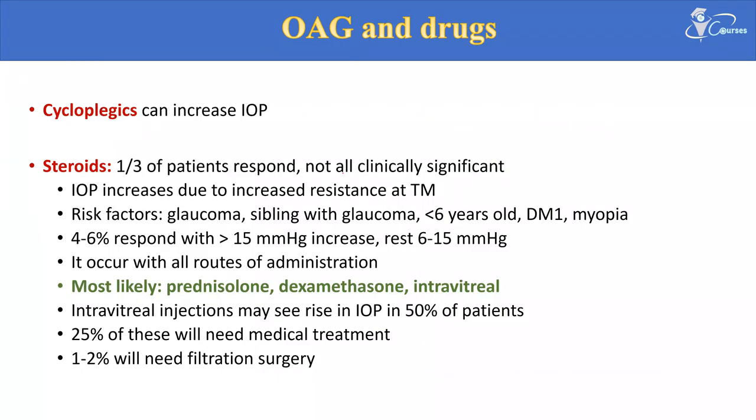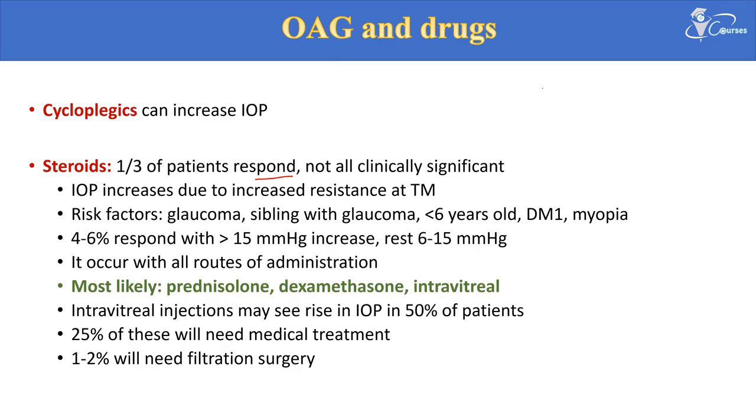Finally, the effect of drugs on open angle glaucoma. There are certain drugs that can result in changing or increasing the intraocular pressure. First of all, the cycloplegics. Cycloplegics can increase the intraocular pressure by crowding of the angle, but usually if a patient has an open angle, this effect will be transient. Steroids: a third of patients will respond, but not all clinically significant. It was found that only 30% of patients will show increase of the intraocular pressure in response to steroids, but not all of them, of course, will develop secondary glaucoma.